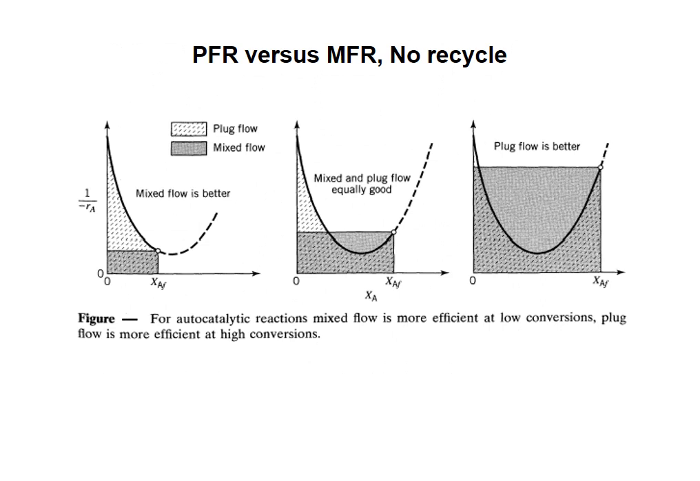So when we are comparing plug flow versus mixed flow reactors, when there is no recycle, we can see from these graphs that mixed flow is better in the first diagram, when it is plotted against the mole fraction of final versus 1 by minus RA. Whereas in the second plot, we can see mixed and plug flow are equally good. Whereas in the third graph, you can see plug flow is better.